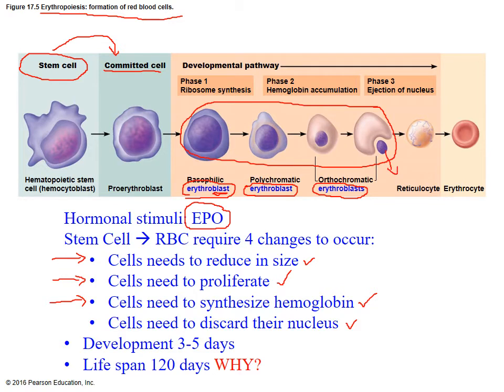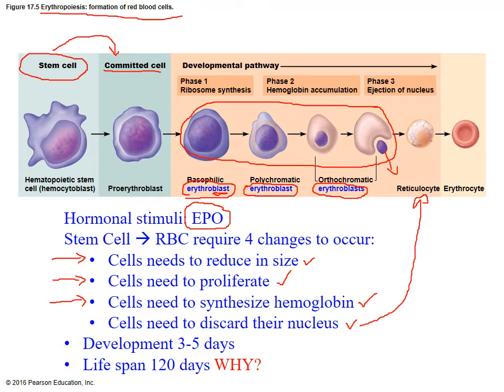It's being ejected. And when it loses the nucleus, we're going to change the name. We're no longer going to call it an erythroblast. We're going to call it a reticulocyte. And the reticulocyte, besides being known for the fact that it has lost or discarded its nucleus, will be the first cell that will leave the bone marrow and go into the blood circulation. And from there, it will take another day or so for the reticulocyte to fully mature into an erythrocyte.